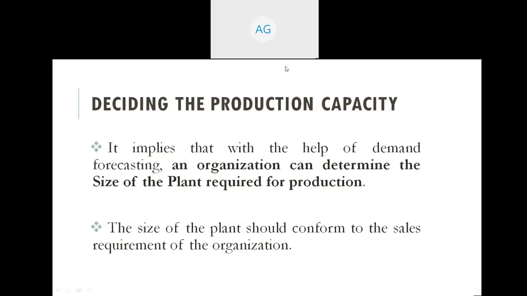So first is deciding the production capacity. It implies that with the help of demand forecasting, an organization can determine the size of the plant required for production. So if an organization needs to produce more items, then it needs to have much more infrastructure in order to produce those items in that particular time span. So the production capacity is going to be increased.